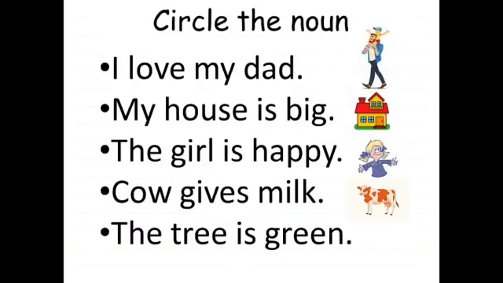Now, students, I have a small homework assignment for you. Circle the noun. I have written 5 sentences. I want you to copy all these 5 sentences on your notebook and circle the noun. I'm going to read all these 5 sentences for you. I love my dad. My house is big. The girl is happy. Cow gives milk. The tree is green. So write these sentences on your notebook. Circle the noun. Take a picture of your work and email it to me. And I'll be very happy to have a look at all the homework sent by you.